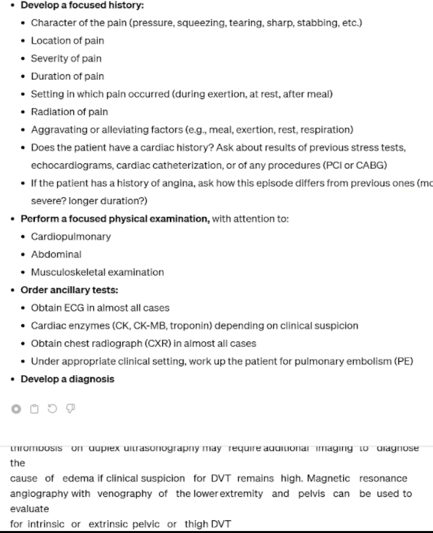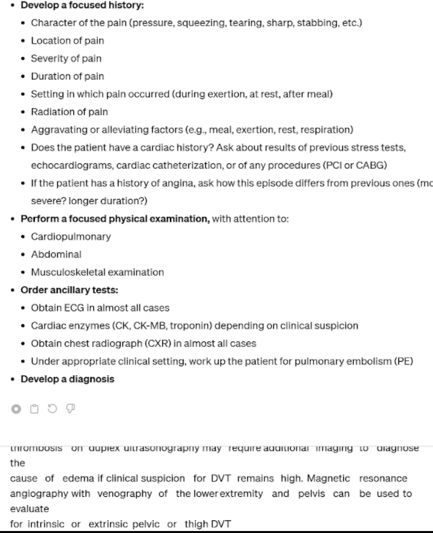Does the patient have a cardiac history? Ask about results of previous stress tests, echocardiograms, cardiac catheterization, or of any procedures, PCI or CABG. If the patient has a history of angina, ask how this episode differs from previous ones: more severe, longer duration. Perform a focused physical examination with attention to cardiopulmonary, abdominal, and musculoskeletal examination.